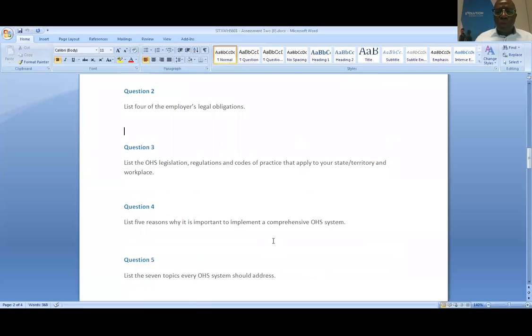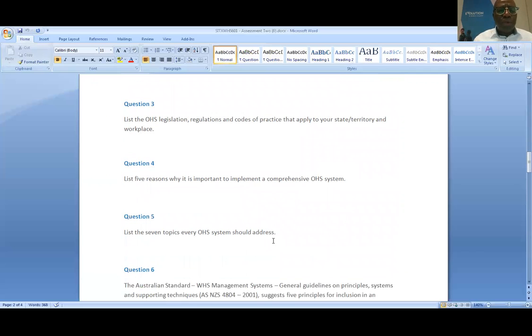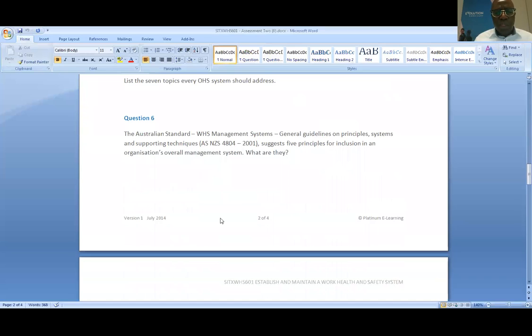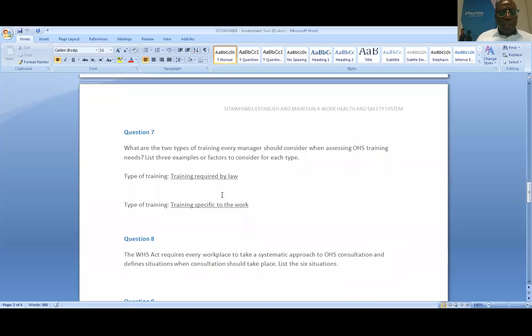How would you do that? How much time would you take? What sort of information would you use? If you had hired someone in your workplace and you're trying to explain to them, for instance, 4 or 5 reasons why it is important to implement a comprehensive WH&S system. Give us as much detail as you can, do as much research as possible, and we want it written in your own words. Do not be worried that your English is not that good or your explanation is not that good. It is about you understanding and giving us the concepts in your own understanding and in your own words.